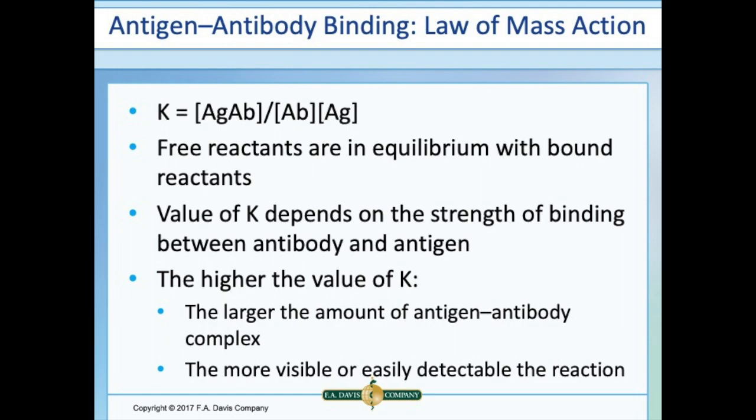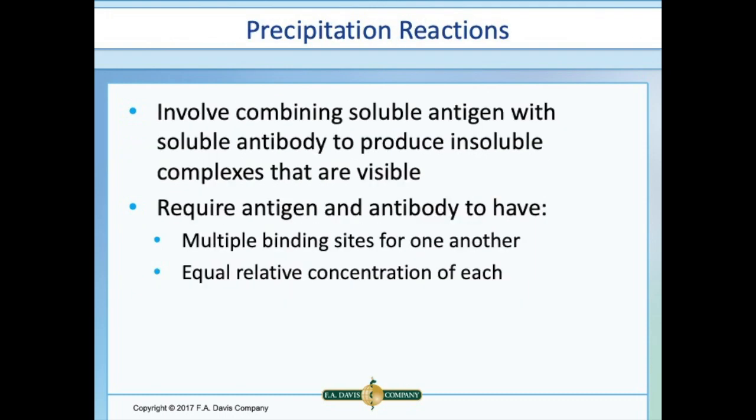So the chances of you getting false negative reaction will be very imminent. So let us now discuss the serological reactions. Actually, there are four types of serological reactions. So this involves precipitation reactions, agglutination reactions, neutralization reactions, and complement fixation. However, this chapter is mainly focused on precipitation and agglutination reactions.